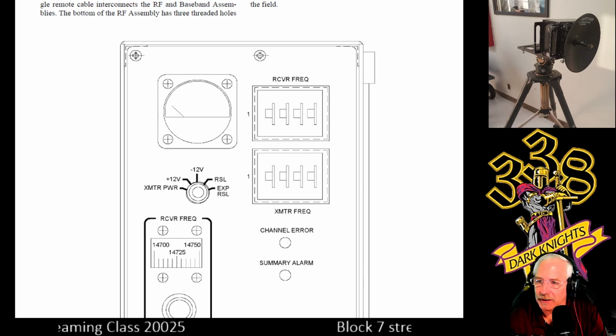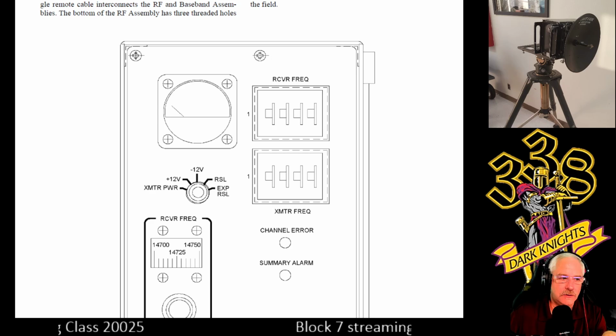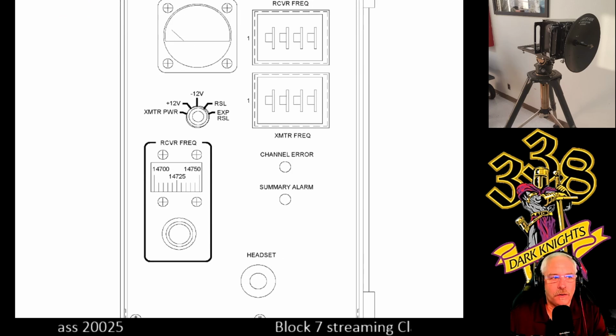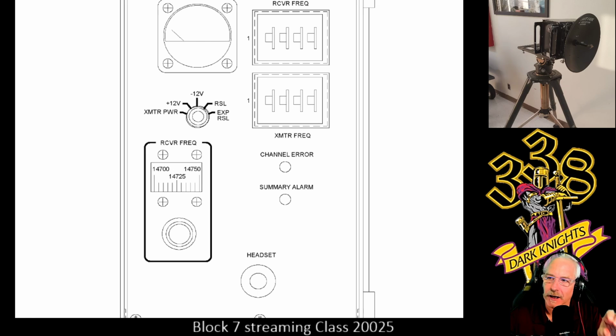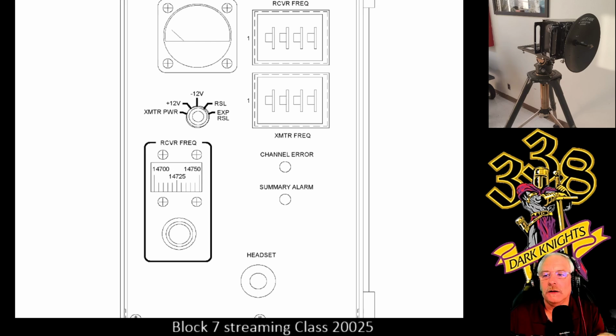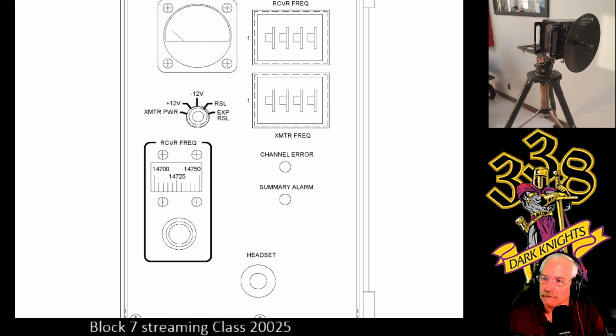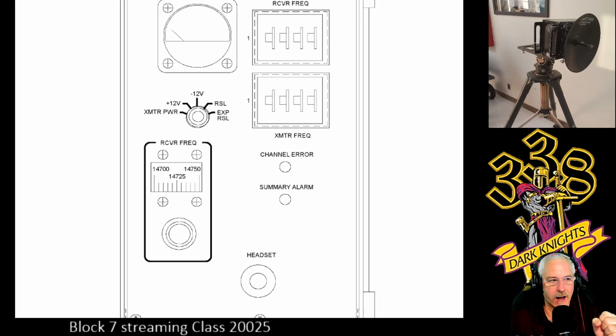You'll notice that the receive frequency is on the top, the transmit frequency is on the bottom. You'll also notice that over on the bottom left of this RF assembly is a receive frequency again. This is your pre-selector. You got to turn that knob to the frequency that you need to get it to. This is pre-selection. Your receiver frequency is overall selection for the receive side of the house.